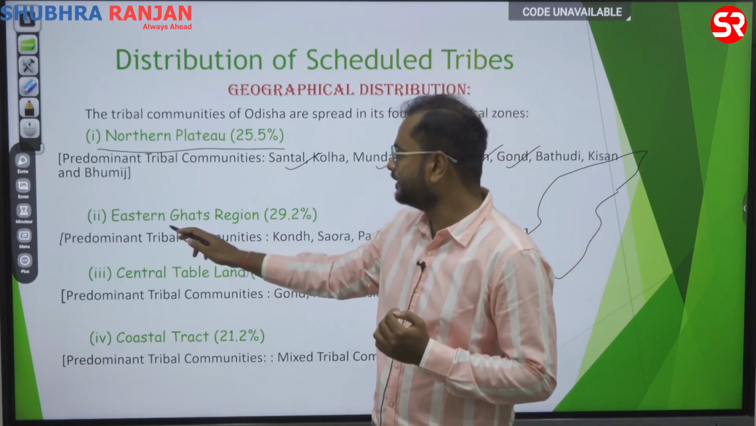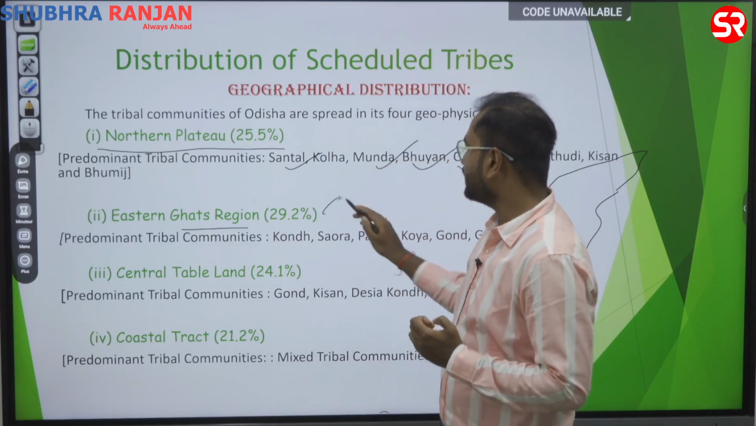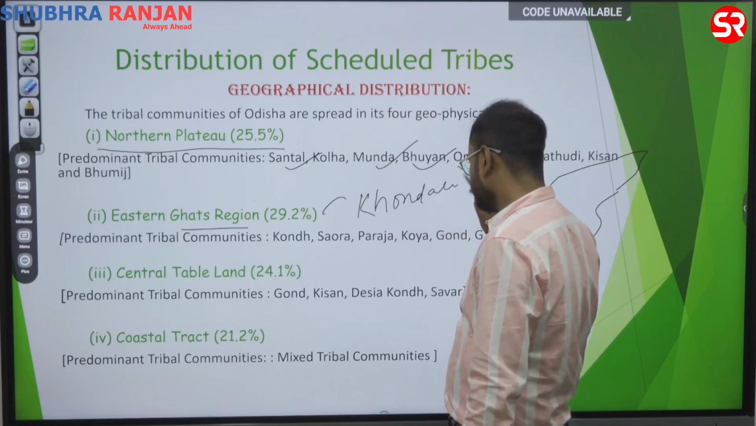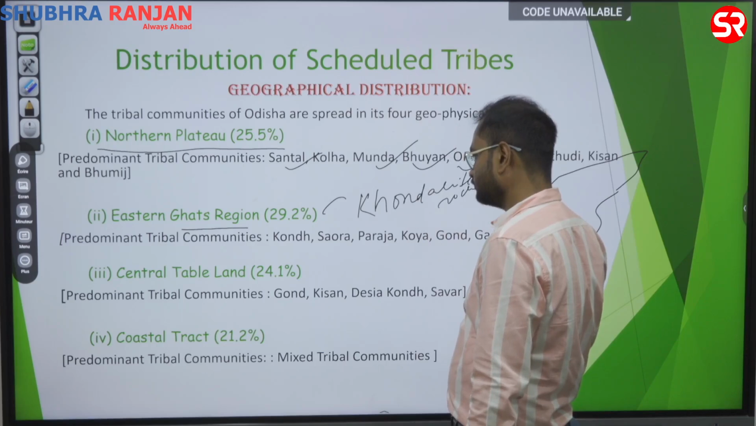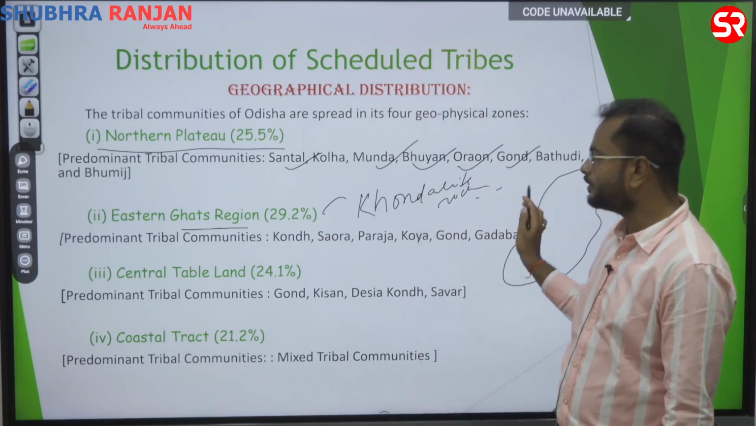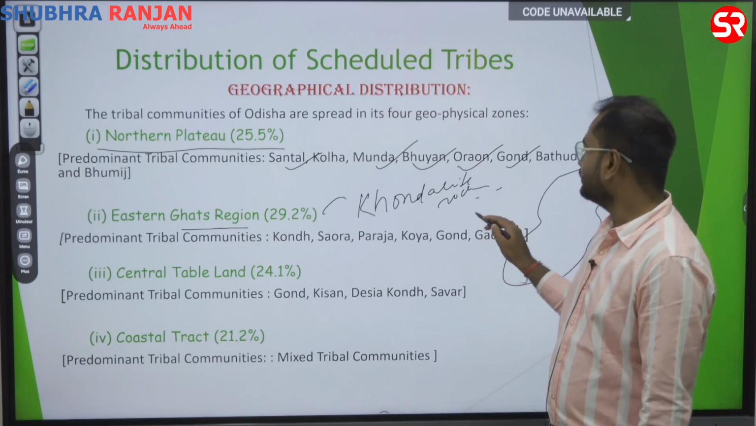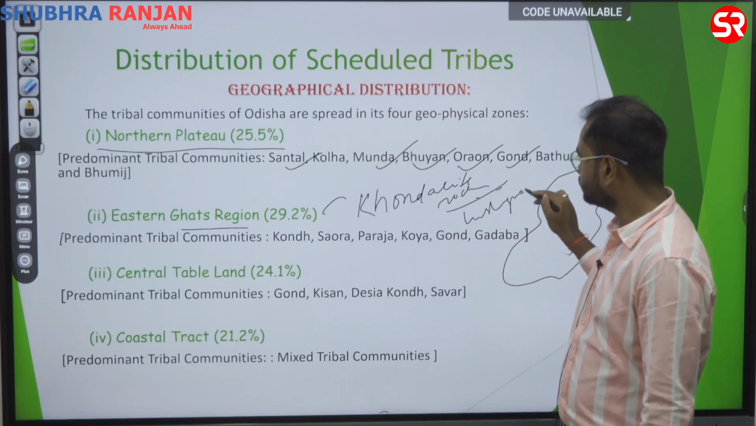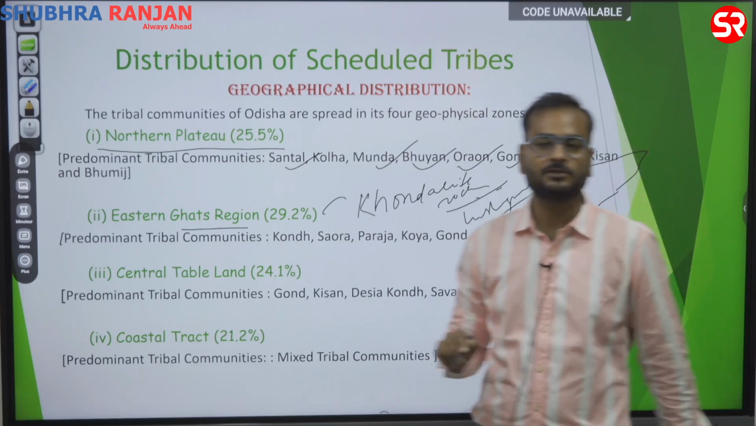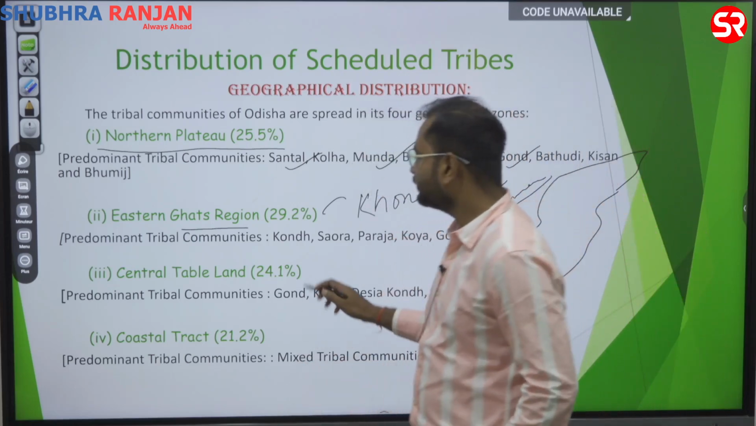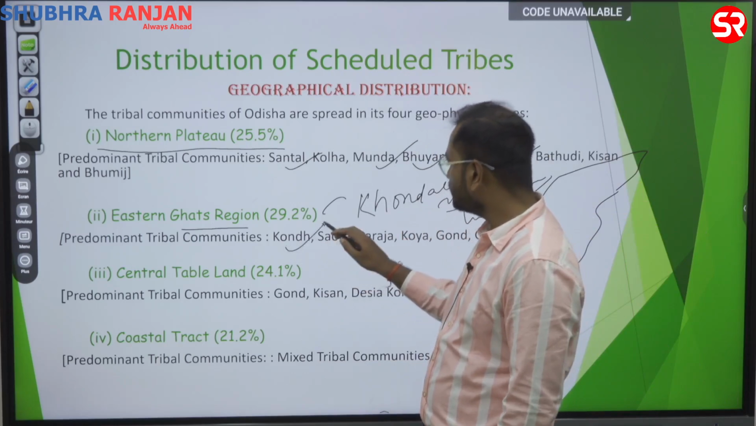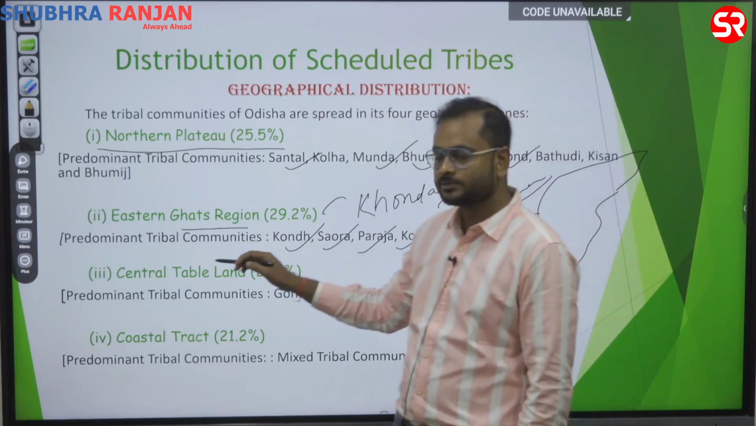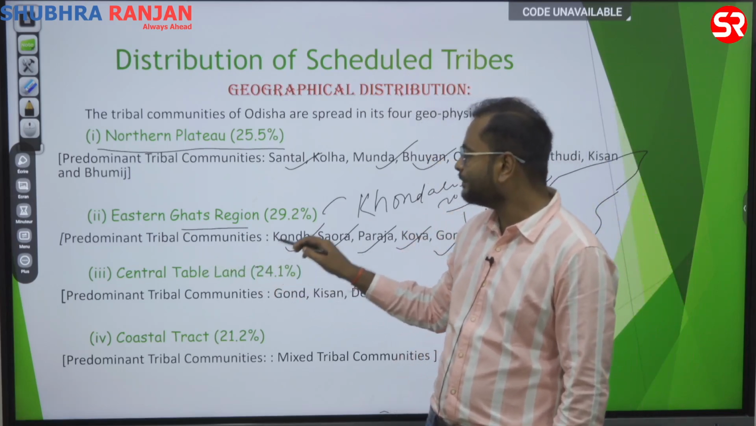Then the second one is the Eastern Ghat region. You know, the Eastern Ghat region is very, very rich in khondalite rocks. They are very mineral rich, and they are very lush green also. That means the ecosystem is vegetation rich, isn't it? So tribes like Kond, Saura, Paraja, Koya, Gond, Gadaba remain in the lap of nature.